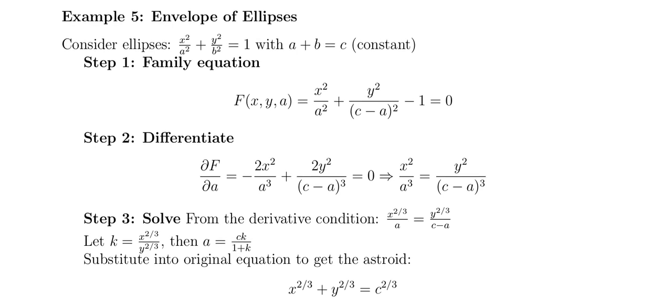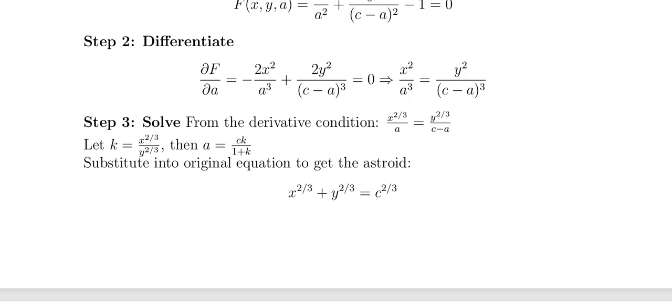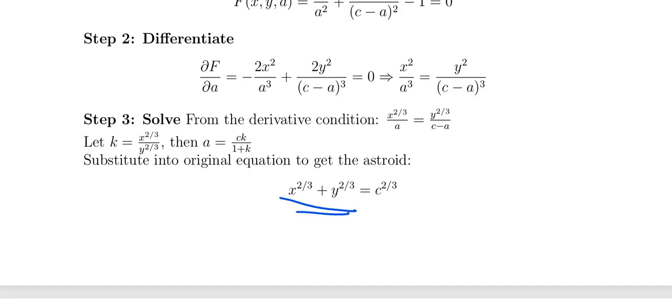We get this one. Okay, x power 2 by 3 cos phi equal to this is the answer. So x power 2 by 3 plus y power 2 by 3 equal to c power 2 by 3. This is the asteroid equation. Okay.